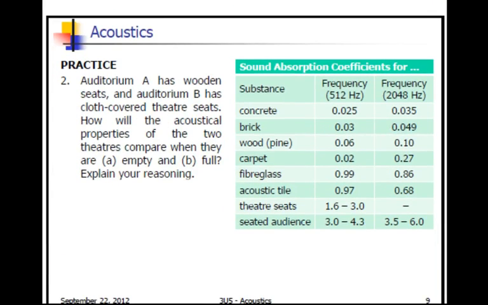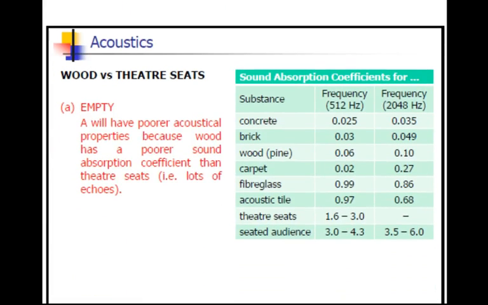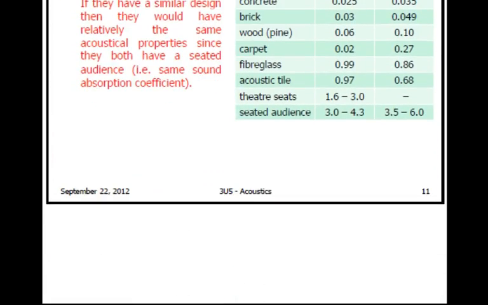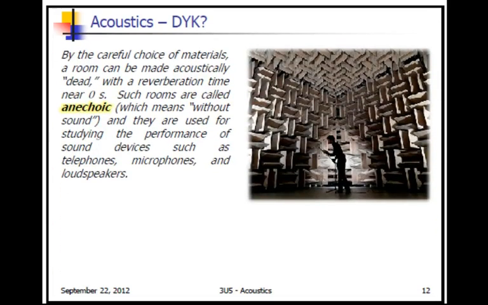Number 2. Auditorium A has wooden seats and Auditorium B has cloth-covered seats. How do the acoustical properties of the two theaters compare when they are empty and full? Well, when they are empty, we're going to see a difference because the cloth-covered theater seats will absorb more sound, whereas the more solid wooden seats would reflect that sound. When there's an audience, it won't matter so much because the people in the audience will be absorbing the sound. So it doesn't matter what the seats were made of. This is what the next two questions kind of talk about.